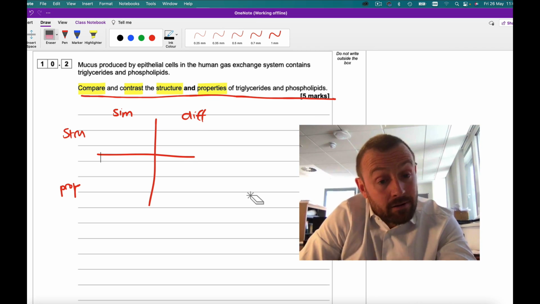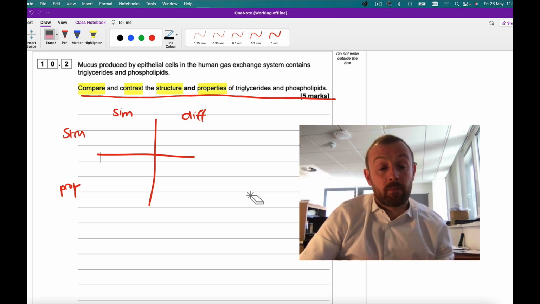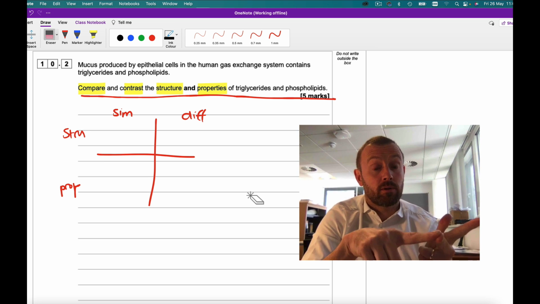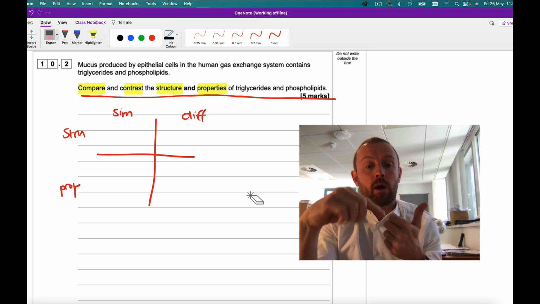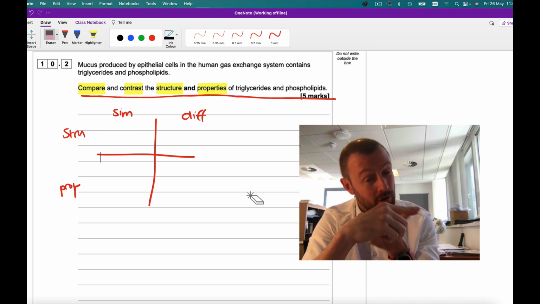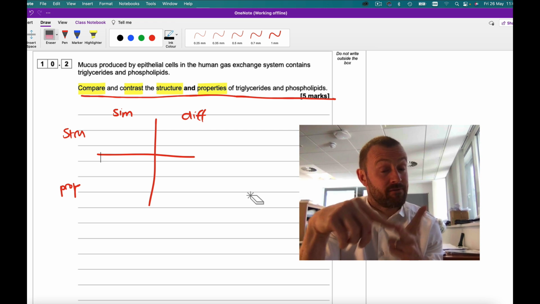Okay, so what are the similarities and what are the differences? Well, let's think about the similarities in structure. Both have glycerol, both have fatty acids, both have ester bonds. What about the differences? Well, the phospholipid has a phosphate group, the triglyceride does not. The phospholipid has 2 fatty acids, the triglyceride has 3 fatty acids.